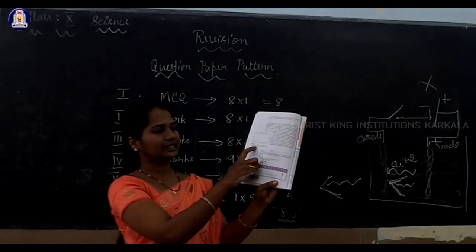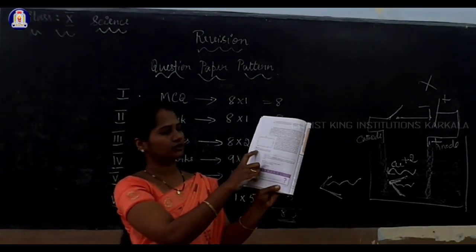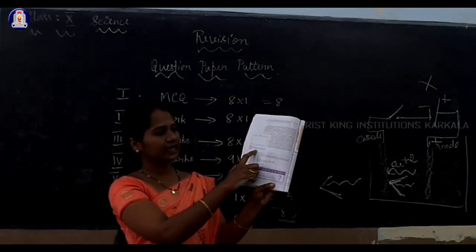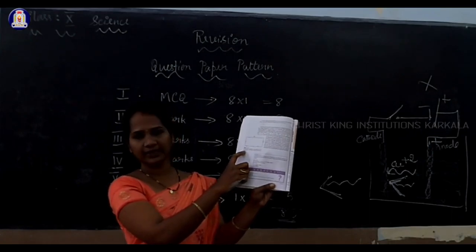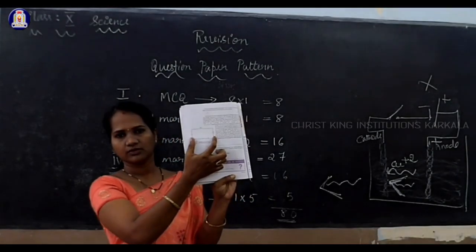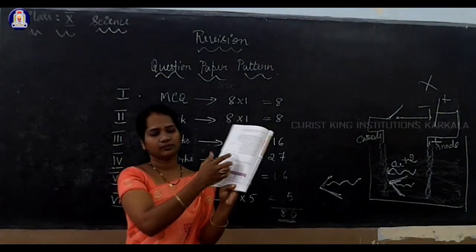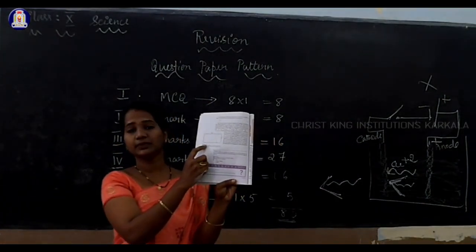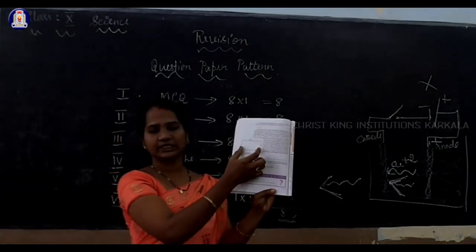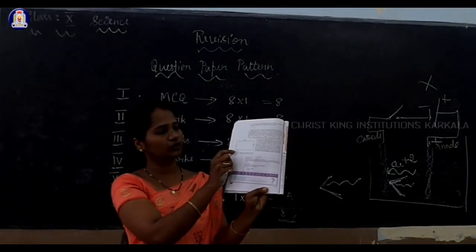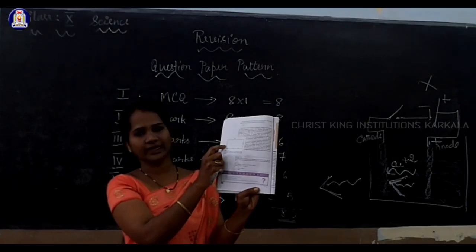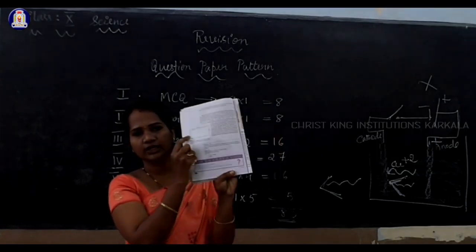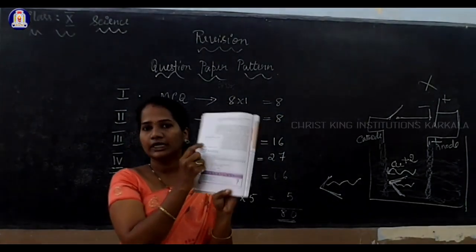The heading is schematic diagram of an electric circuit consisting of cell, bulb, ammeter and plug key. Page number 94, figure 12.1, simple circuit diagram. This is there for the exam. Here you have to remember the direction of the current, in which direction current is flowing.